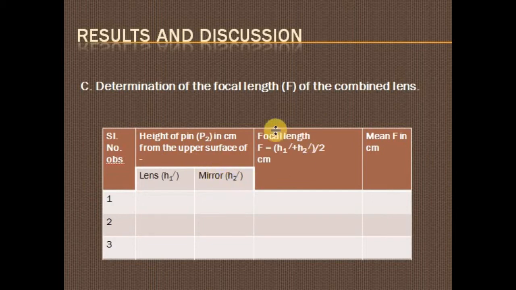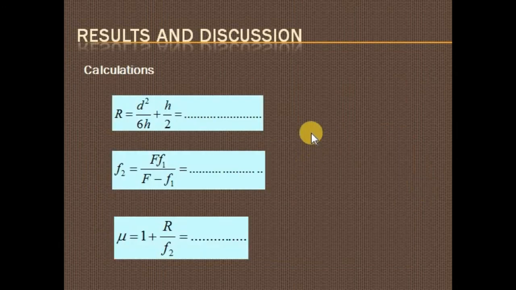So again, you can find out the focal length of these combinations by these relations, and again you have to take 3 to 5 data by repeating the same procedure, and then you have to find out the mean of the focal length of these lens combinations, and that will give you the overall focal length of the combined lens. After that you just need to put this value in this relation to find out the refractive index of the liquid.